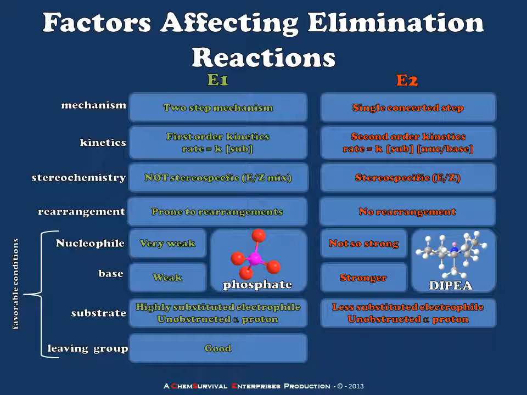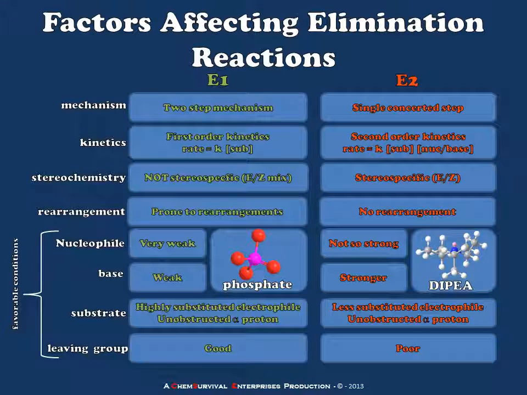And finally, the leaving groups. In the case of E1, we want a good leaving group to promote carbocation formation, while in the case of E2, a poor leaving group is better because that will hang on until the alpha proton is abstracted. So this gives you a rough idea of how the E1 and E2 mechanisms occur and what sort of conditions and reagents we can use to promote one or the other to take place.